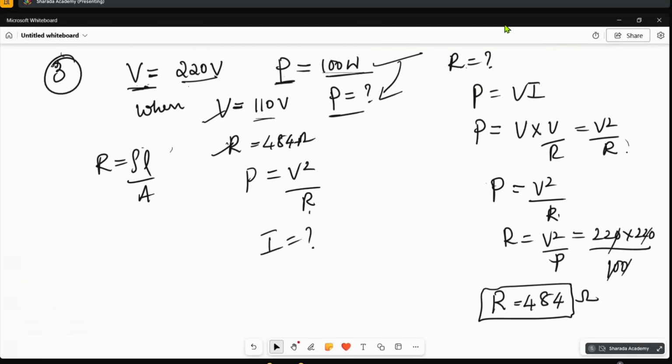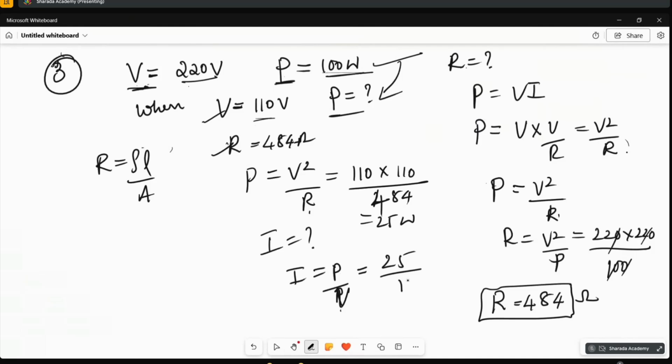We do the first one. So power we will get 25 watts, because power is 110 into 110 by 484, we will get 25 watts. Current will be P by V. Then power by V, you will get 25 by 110.